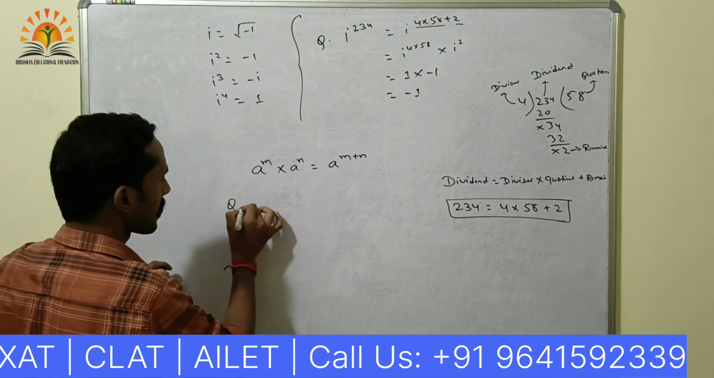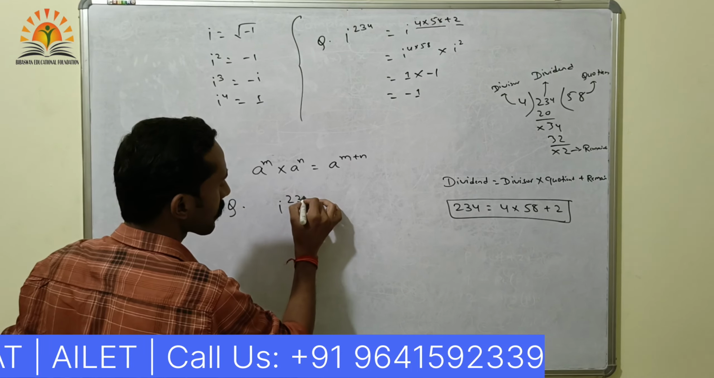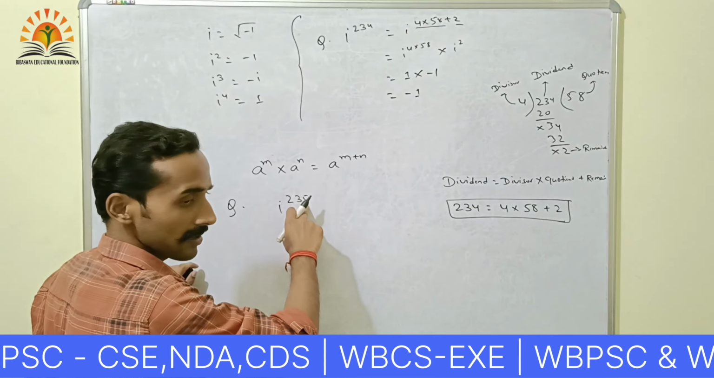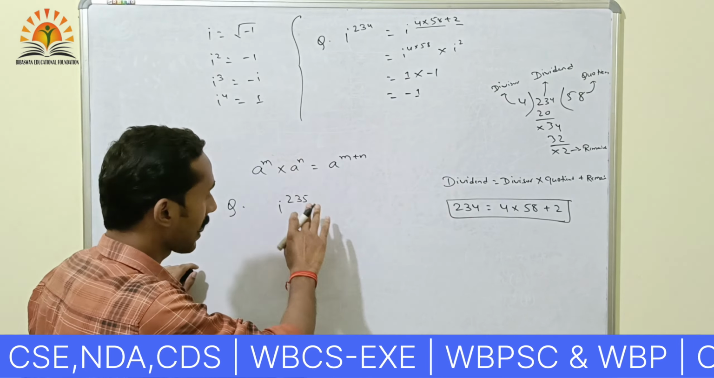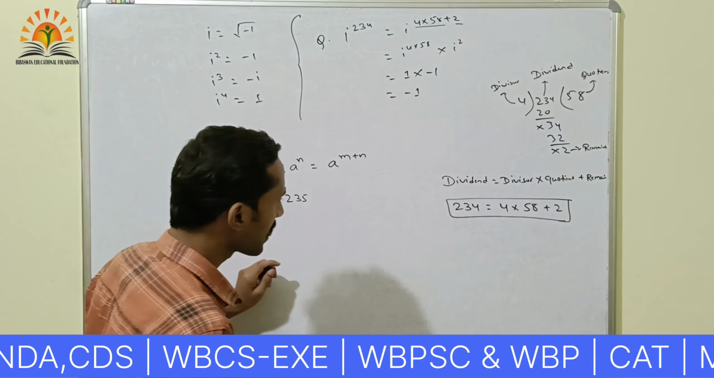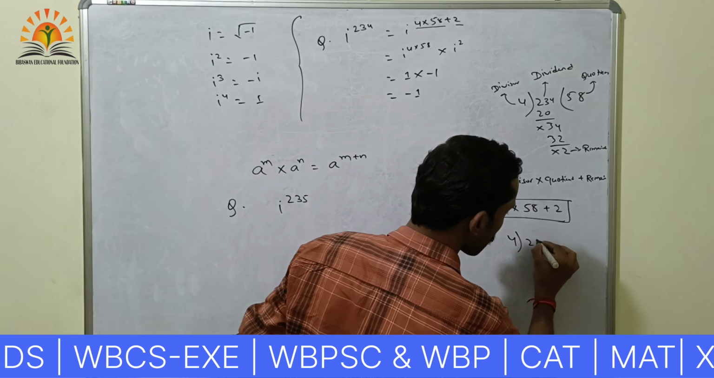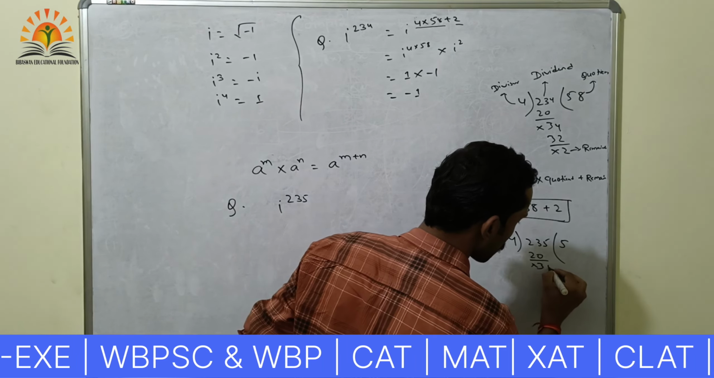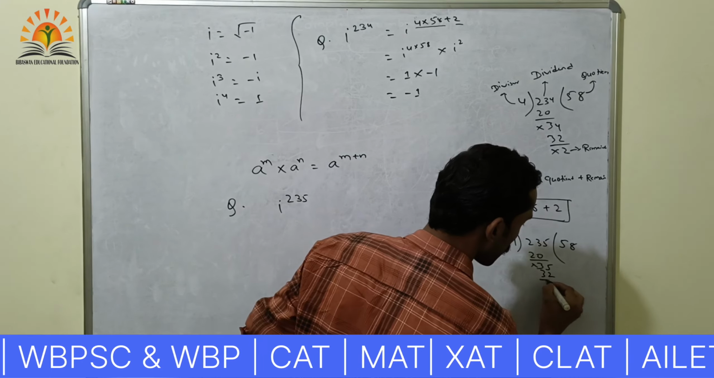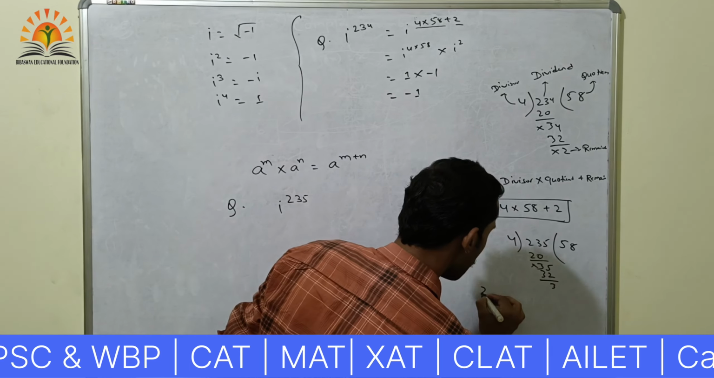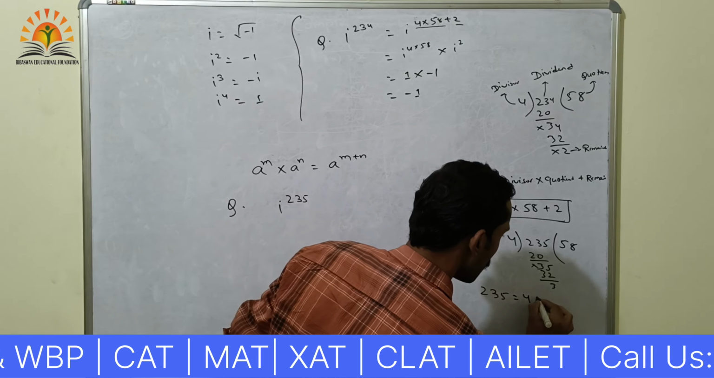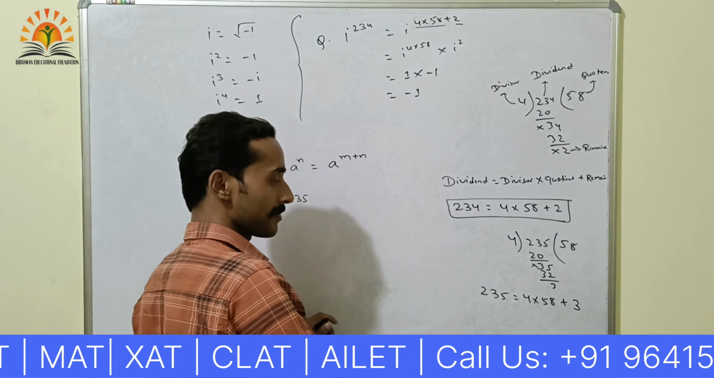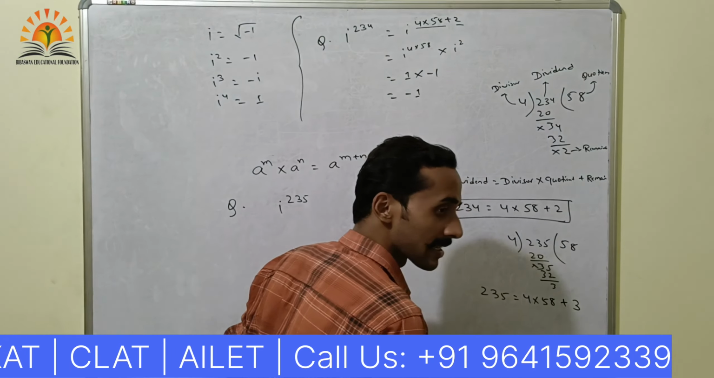Now another question. Iota to the power 235. This is the same question, but in the place of 234 I write 235. Now divide 235 by 4. What is the result? 4 5s are 20, 8 4s are 32. Result 3. Dividend is equal to divisor multiplied by quotient plus remainder. Any problem?